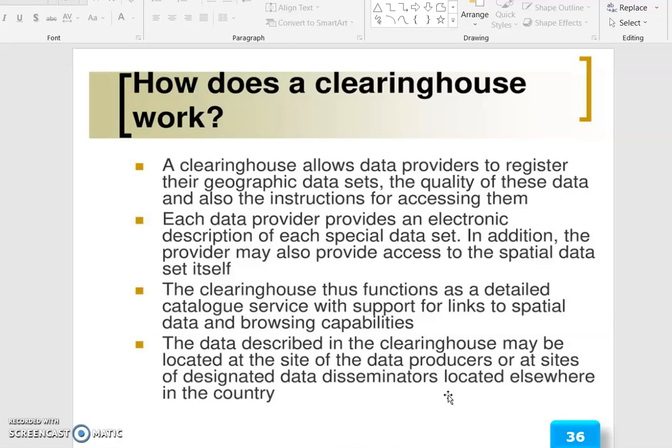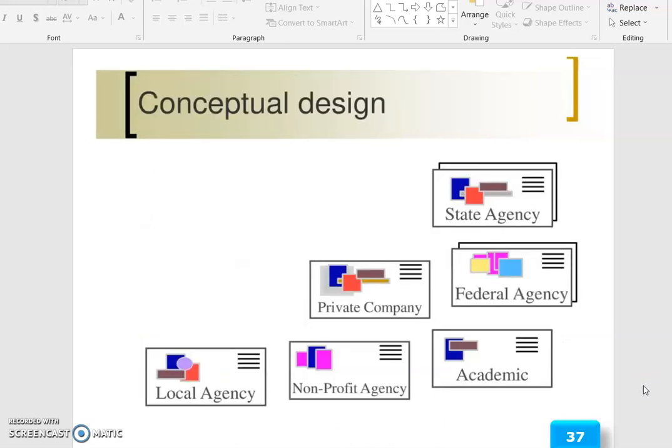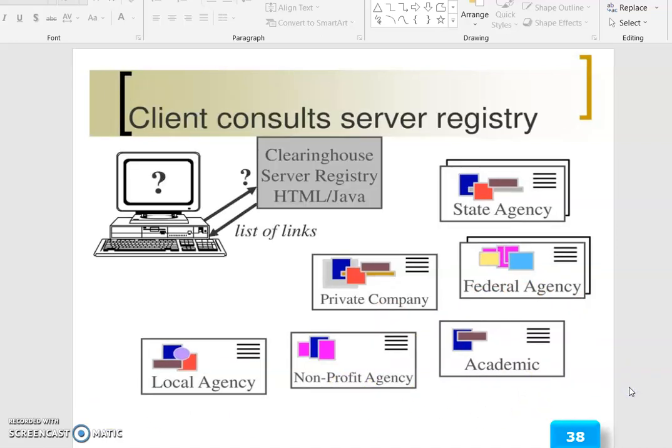The data descriptions in the clearinghouse may be located at the site of the data producer or at the site of a designated data dissemination point located elsewhere in the country. So the conceptual design: state agency, private company, federal agency, academic, non-profit agency, local agency. So the client consults the server registry, the clearinghouse server registry, HTML, Java, list of links, the state agency, private company, federal agency, local agency, non-profit agency, academia.